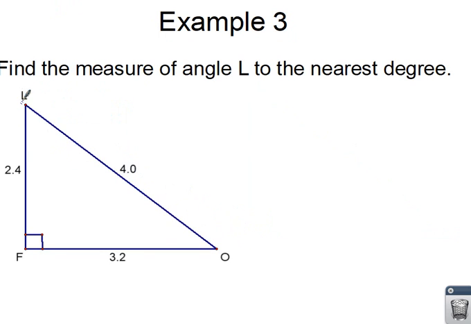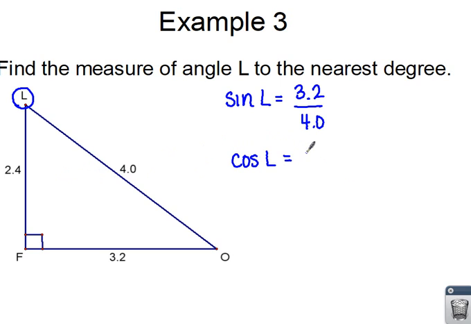Find the measure of angle L to the nearest degree. Finding degrees, you're going to hit the second key in order to do this in your calculator. So let's say I wanted to do sine of L. So then I would do opposite over hypotenuse. But then somebody else says, well, wait, I want to do cosine. So then cosine would be adjacent, which is 2.4 over hypotenuse. And then even a third person says, I'm going to be difficult and I want to do tangent. So they do opposite over adjacent.